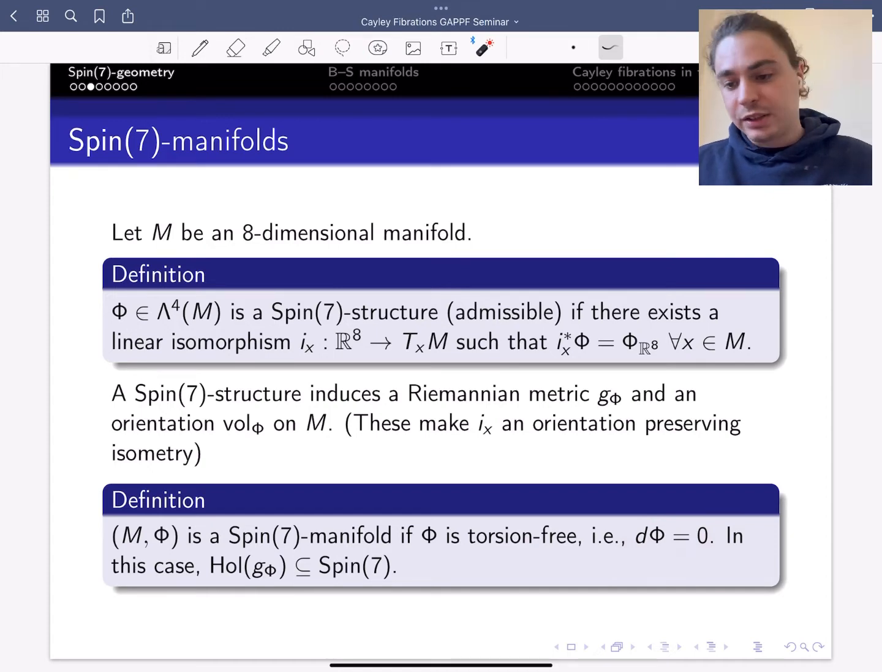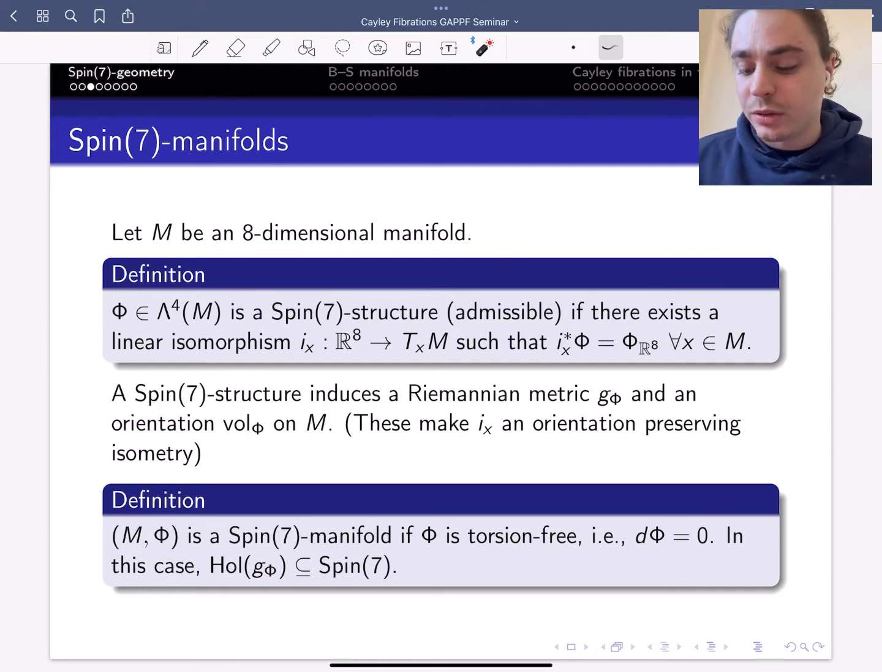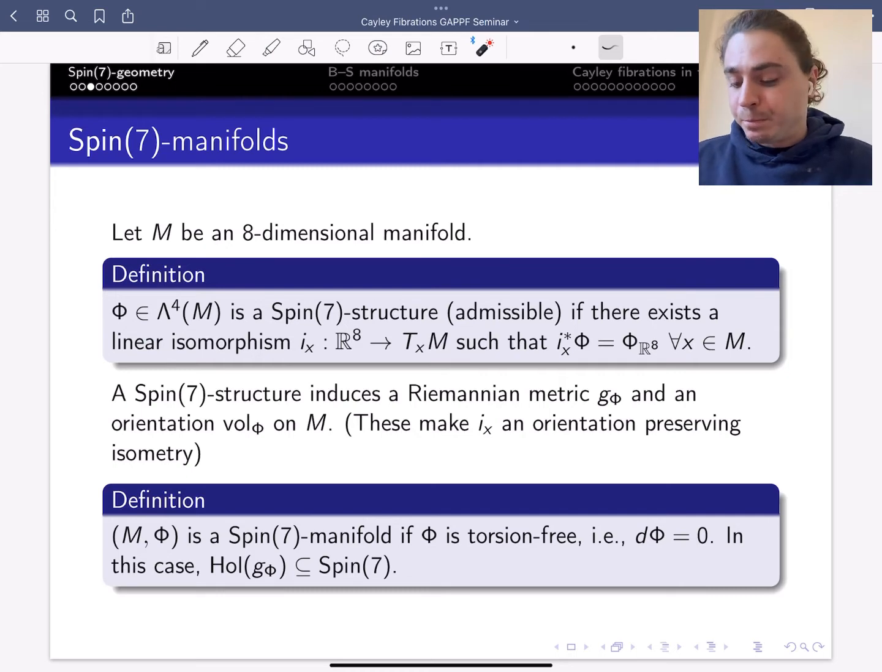What I would like to point out as well is that in this situation, the holonomy group of g_phi is contained in Spin(7). So in a way, we are reducing the holonomy of our manifold from being just some SO(8) to having holonomy Spin(7).